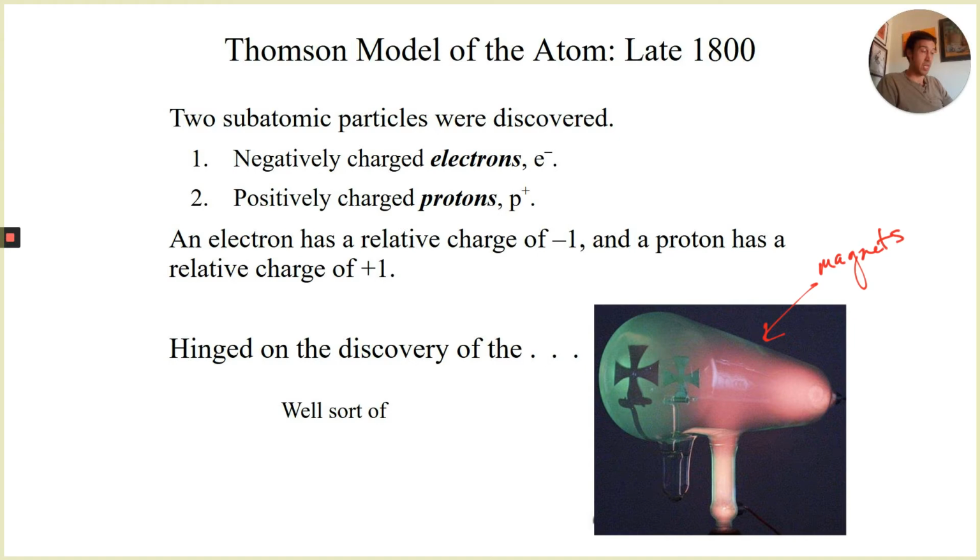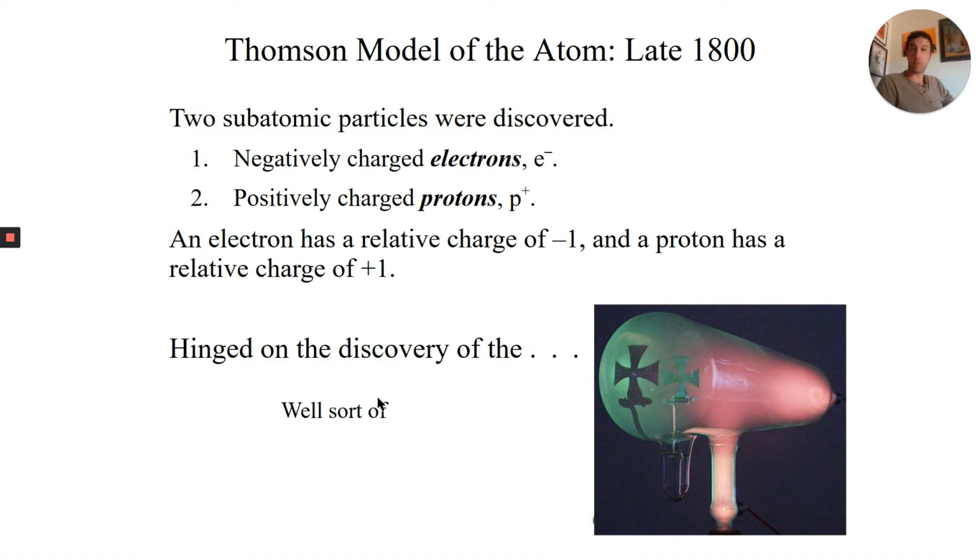And so when he placed magnets near the tube, he noticed that the glow started to shift either towards or away from wherever the magnet was placed. And that thereby meant that we had to have a charged particle. Right? And that's kind of cool. We've got this existence of a charged particle, which meant that atoms were indeed divisible. We could break them apart and find those smaller pieces.